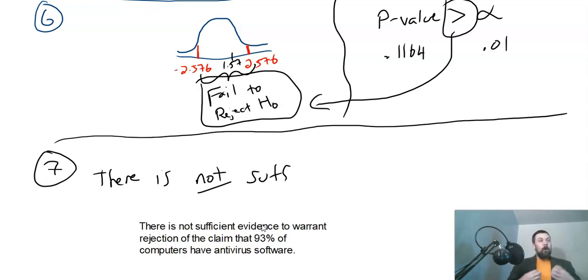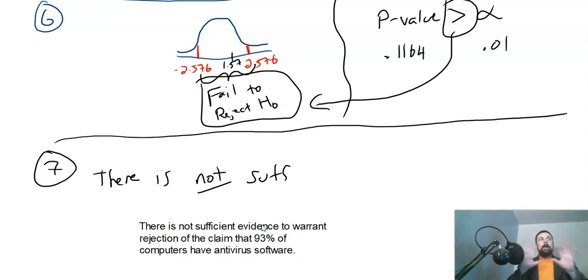So if your goal is to actually show a statement is true, you want it to become the alternative hypothesis. If it was really our goal to show that 93% of computers have antivirus software, we should have worded the claim in a way where that became the alternative hypothesis. There can't be equality for it to be the alternative, so we might say that more than 93% of computers have antivirus software. Then the claim becomes greater than 93%. That becomes the alternative, and then we have a chance of proving that true. But if it becomes the null, the only thing you can do with that claim is either prove it's false or be unable to prove that it's false.